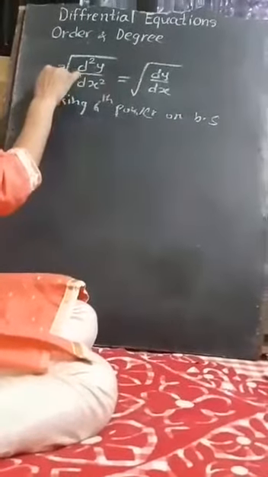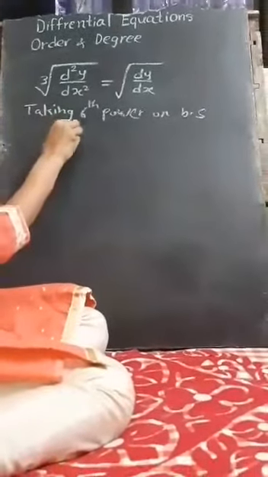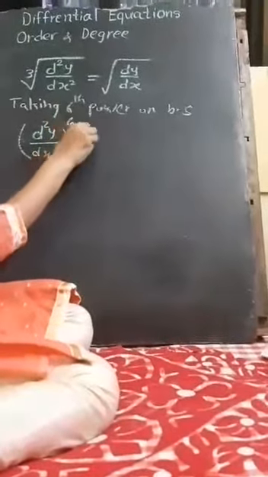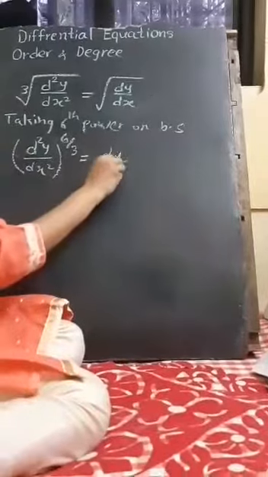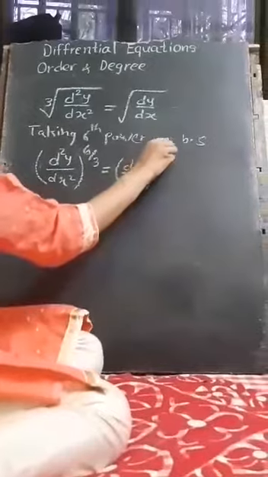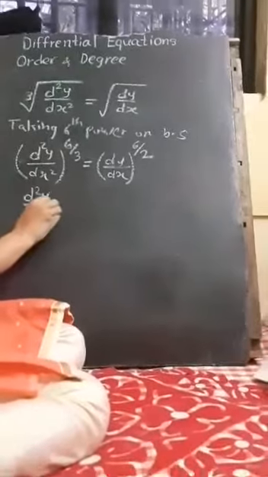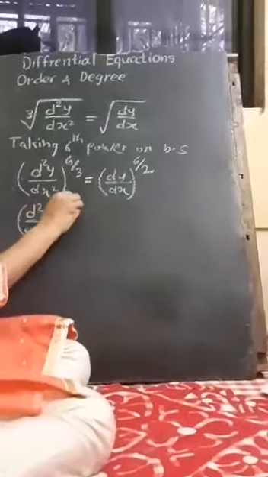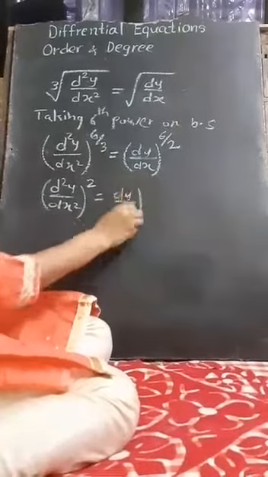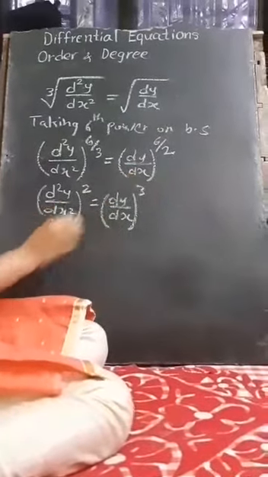What will I get if I take the 6th power of this? Cube root means it is raised to 1 by 3. And if I take the 6th power of that, it will become, if you want I can explain, 6 by 3, so d square y by dx square raised to 2. Initially it is square root, so by 2 and we have taken the 6th power, so it will become dy by dx whole cube.